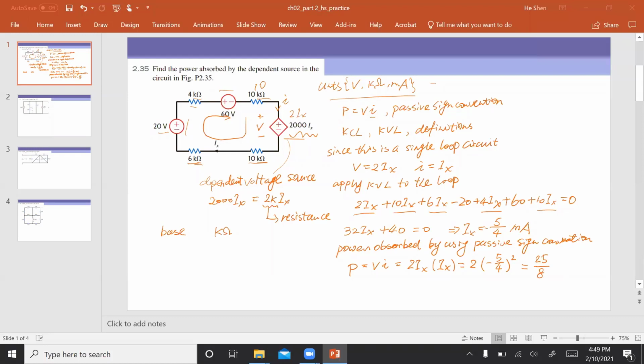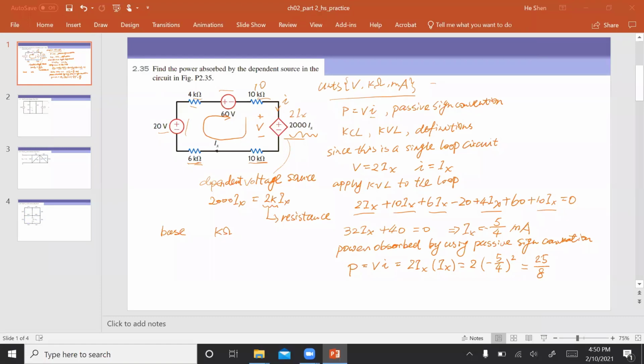What is the unit for power? Watts, or in this case, kilowatts? Watts. But would it be kilowatts in this case? No, because you have kilo ohm and milliamp. Oh, I see. Yep.